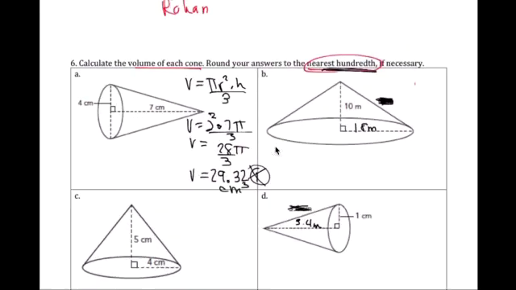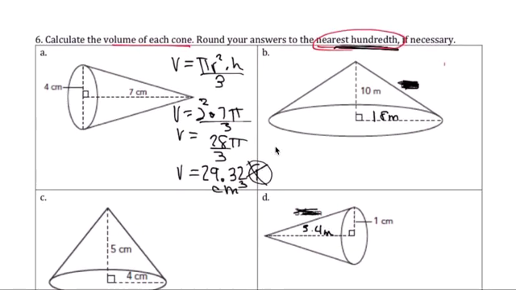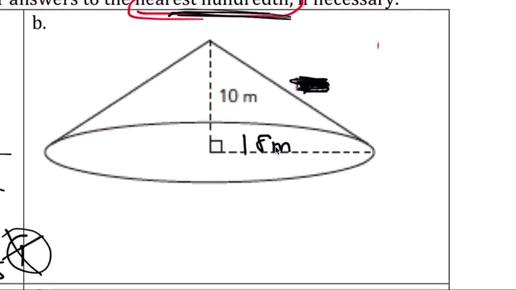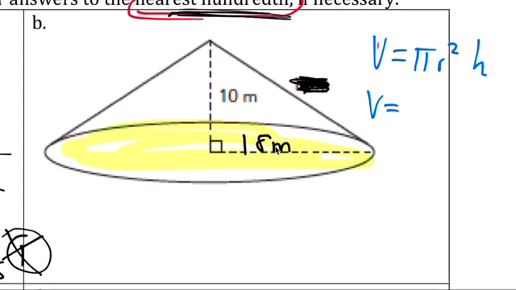All right, you need to find the volume of each cone. We would do volume is area of the bottom, which is pi r squared for a circle times the height. So volume is, I'm going to leave it in terms of pi.